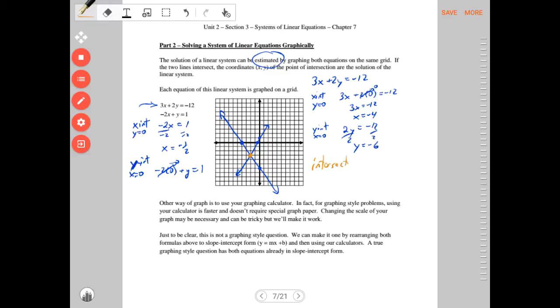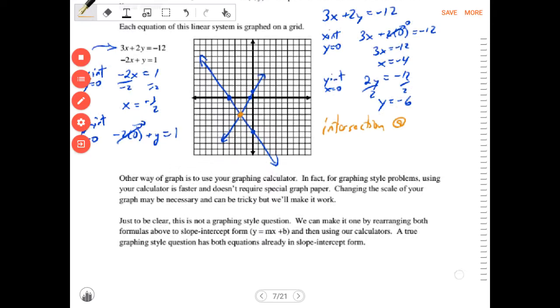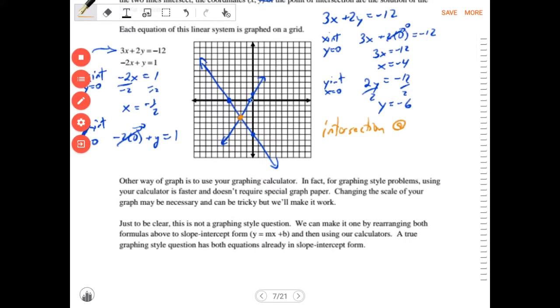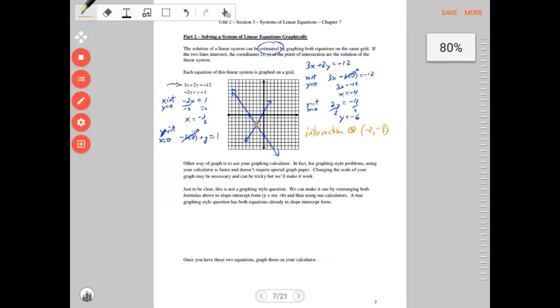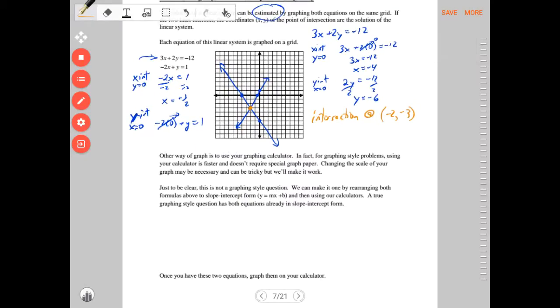Intersection at, okay, so let's see, negative 1, negative 2, and negative 1, 2, 3. So x is negative 2, y is negative 3. Okay, so that is the idea. How to graph these things. There we go. Okay, so we find the intersection point. It's at negative 2, negative 3, and awesome. Okay, so that is the solution to this system of linear equations.